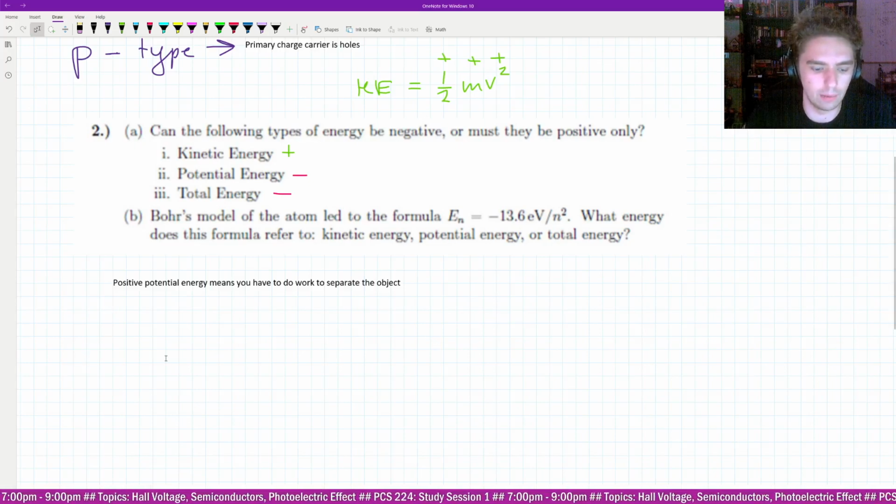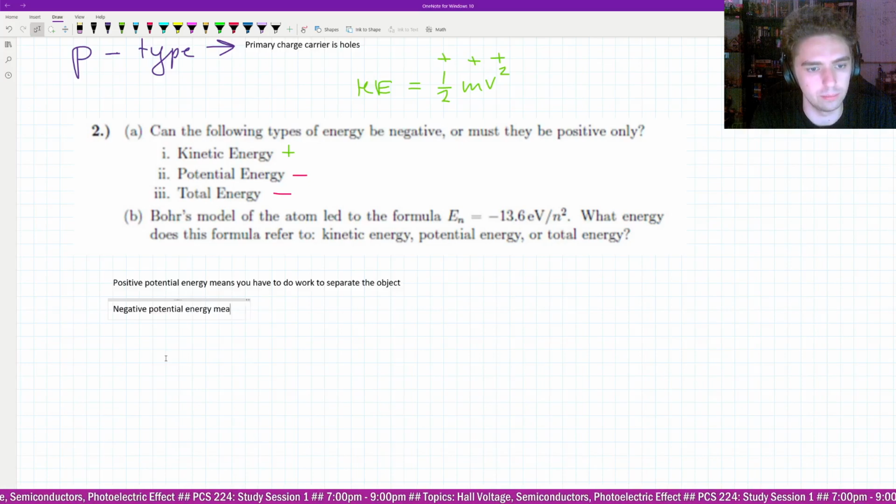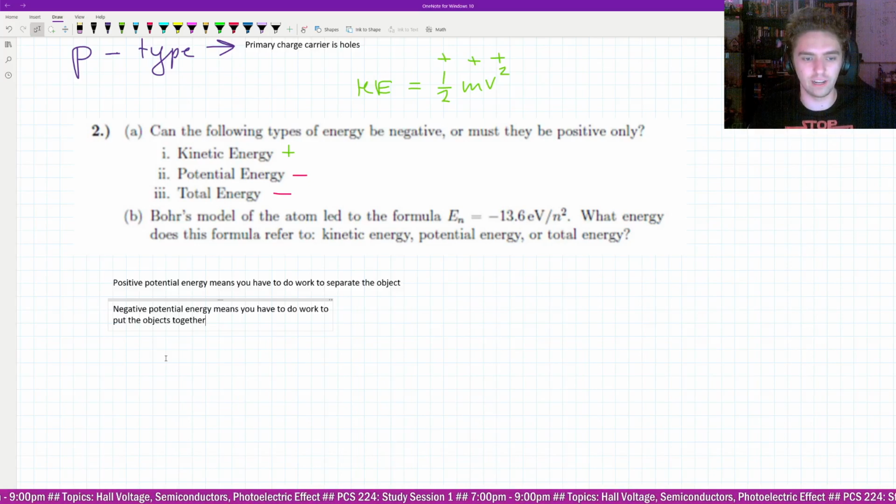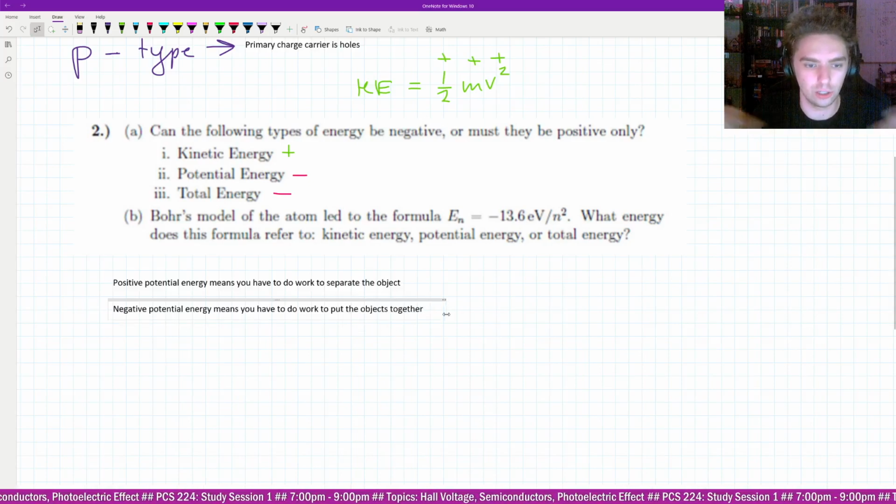But then that would mean that a negative potential energy means you have to do work to put the objects together. Which makes sense, because think about like charges: like charges are going to repel. So your zero will be at infinity, zero potential energy when they're infinitely far apart. To put them together, you need to do work, and so they have negative potential.